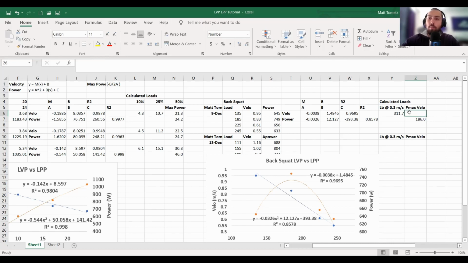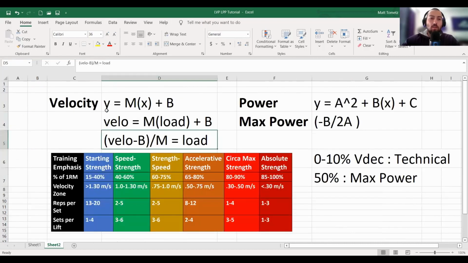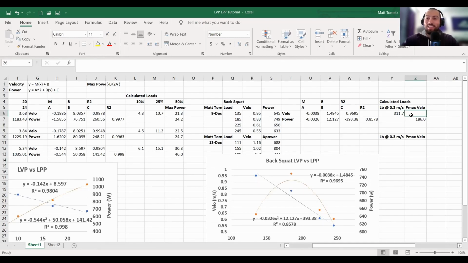So now I want to know, well, what bar speed would that be? So if we go back here, bar speed equals m times load plus b. So now I know what my x is, 186. So equals m times 186, parentheses, plus b. Y equals mx plus b. Velocity equals m times load plus b. So I should be lifting at 0.78 meters per second to lift at max power based on this profile.